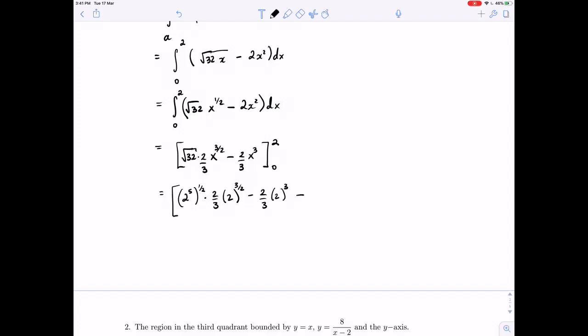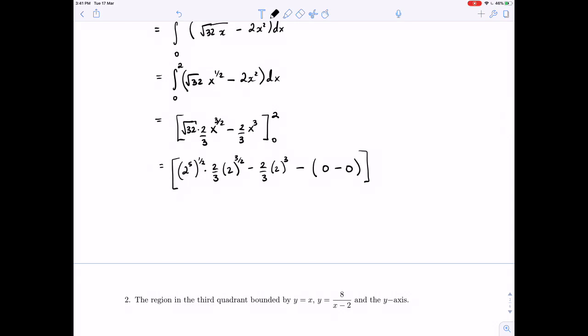We here are going to then subtract, plugging in 0, and so I'm going to get 0. I'm not going to rewrite the coefficients because everything is going to give me 0 here. The last thing I need to do is simplify. So let's pull out the 2/3. 2 to the 5th to the 1/2 is going to give me 2 to the 5 over 2, times 2 to the 3 over 2 remains. I've pulled out the 2/3, so this is minus 2 cubed, which is 8.